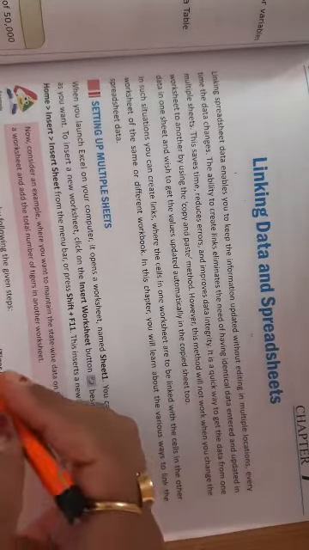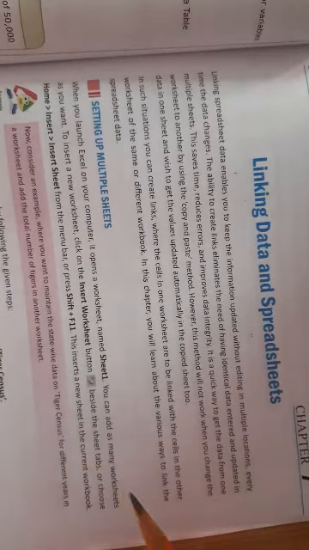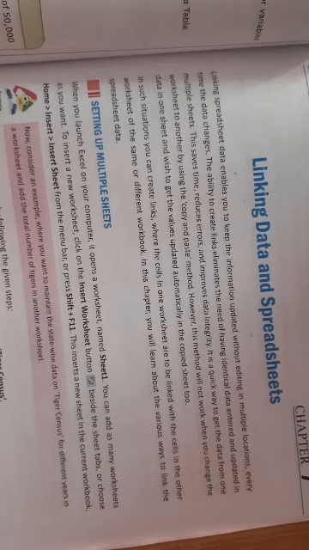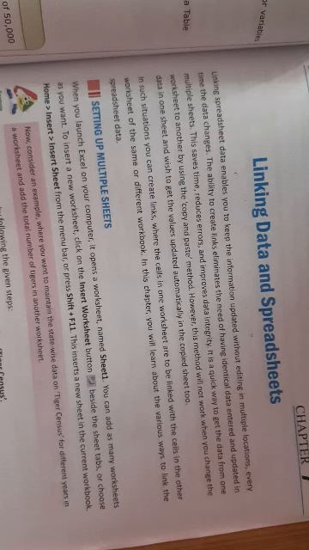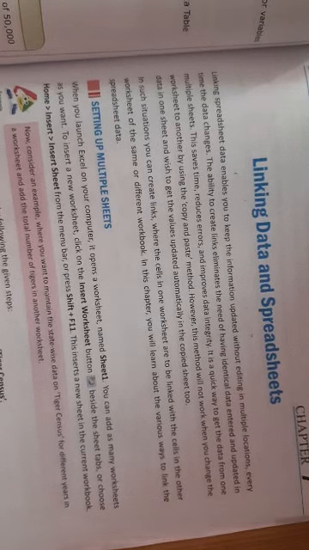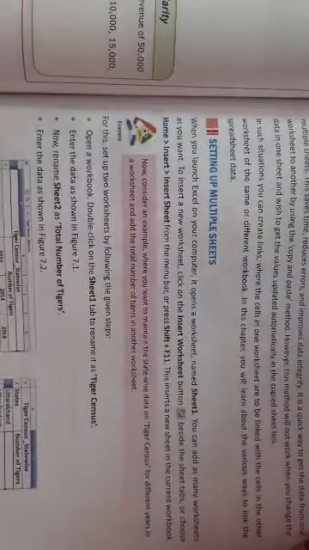Means you are entering the data in various sheets. You have to create a link between that, where the cells in one worksheet are to be linked with the cells in the other worksheet of the same workbook. Means you have to link the cells of one worksheet with the cells of another worksheet. In this chapter, you are going to learn about the various ways to link the spreadsheet data. So what are the different ways in which you can link your spreadsheet data that we are going to study in this chapter. First of all, setting up of multiple sheets.